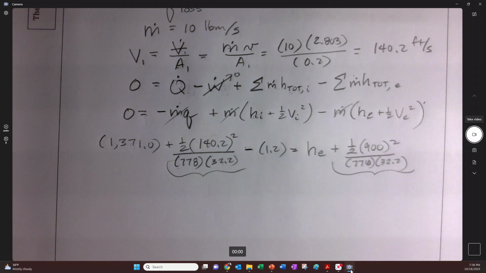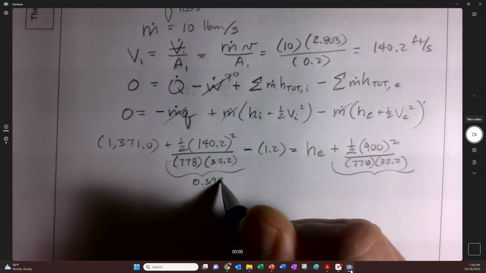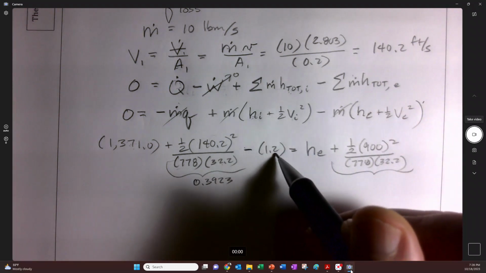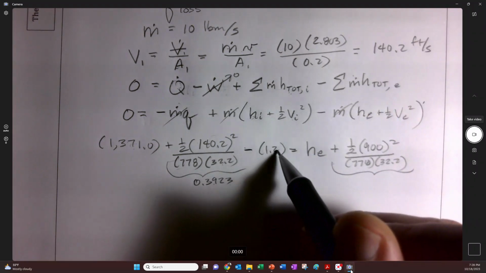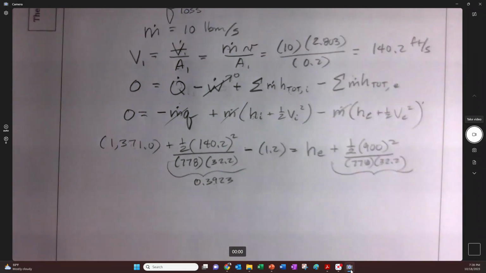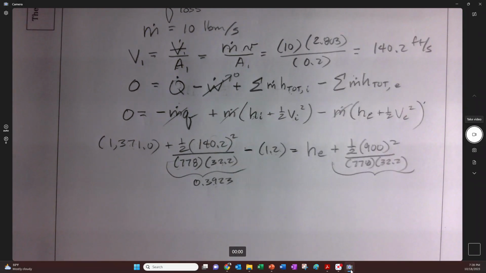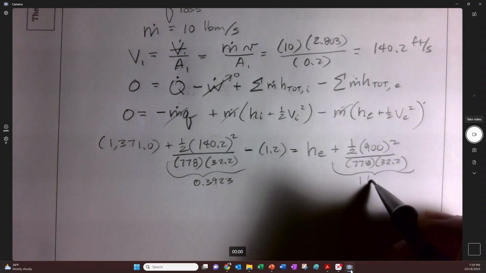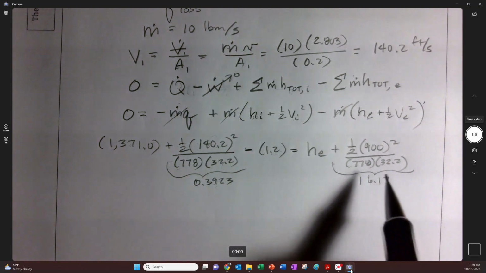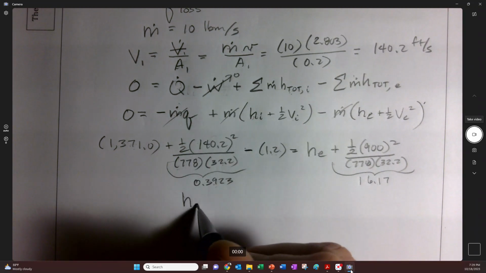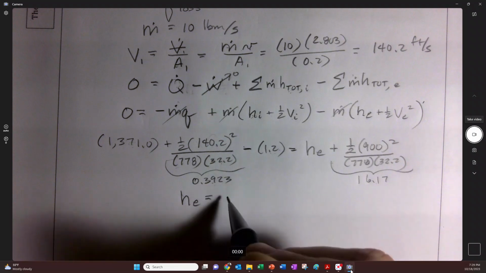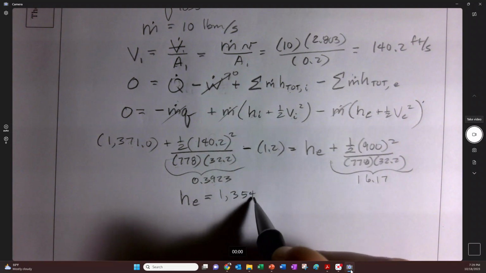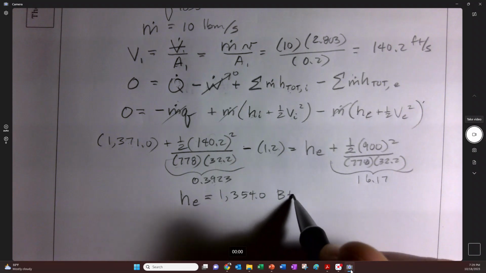Well, we can try to ignore lots of things. Here, okay, so this is 0.3923, so that's pretty small. It's comparable to that, yeah. This is probably going to be larger. 900 squared divided by 2 divided by the 778 and the 32.2. And that's going to be 16.17. So that's definitely in the ballpark there. So we get to HE, and the HE is 1,354.0 BTUs per pound mass.